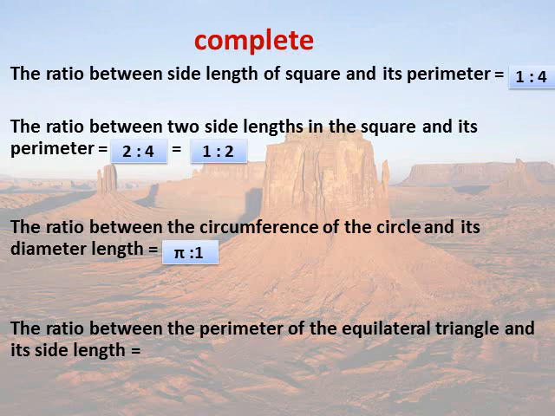Again, the ratio between the perimeter of the equilateral triangle and its side length. The perimeter of an equilateral triangle equals the sum of the 3 sides, which are equal in length. And the second term is the side length, which equals 1. So the ratio equals 3 to 1.